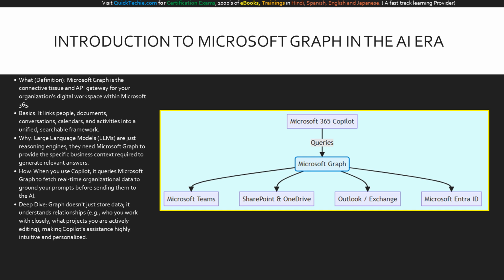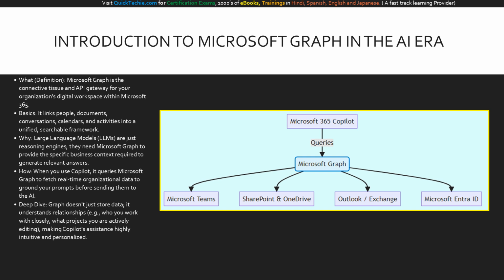For our deep dive, think of Graph not merely as a database, but as a dynamic map of relationships. It inherently understands that you work closely with a specific colleague, prioritizing the documents they recently shared with you. This relational intelligence is what makes Copilot feel incredibly smart and tailored to your specific workflow.